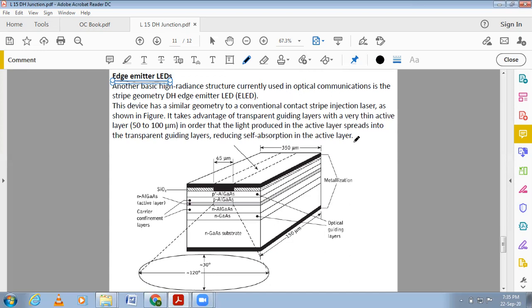So in this structure we have used the phenomenon of a laser. Here we use reflection plates or glass on the other side. So the absorption can be minimized in this type of emitter, the edge emitter LED. On one side we use a reflection plate and light is emitted from the other edge.